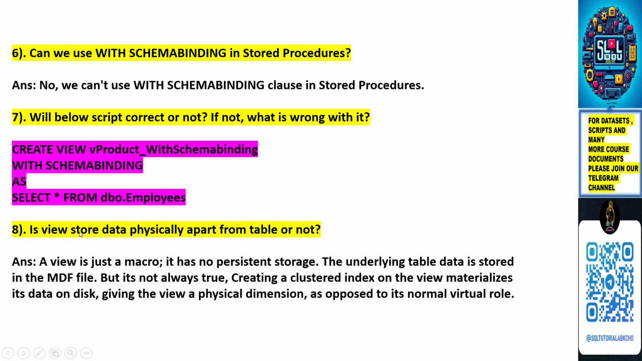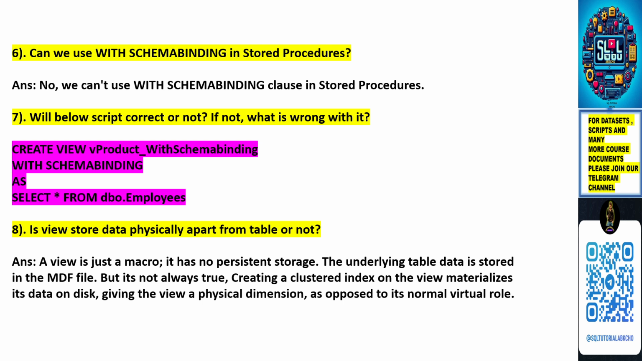Now the eighth question. Does a view store data physically apart from the table? The answer is that a view is just a macro. It has no persistent storage. The underlying table data is stored in the MDF file, but that's not always true. Creating a clustered index on the view materializes its data on disk. So basically, when you create a clustered index on top of a view, the view gets materialized and the data is stored on disk.